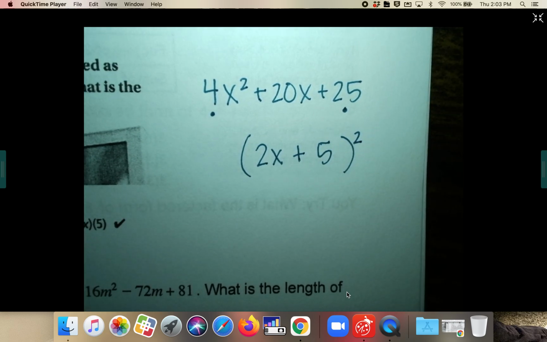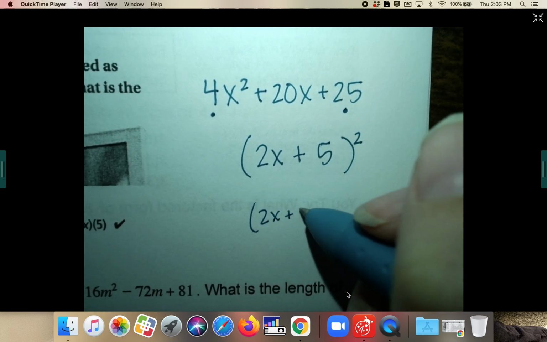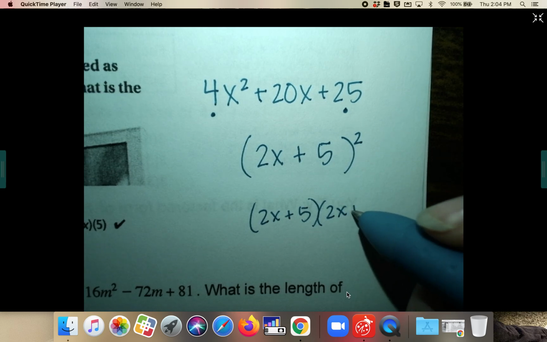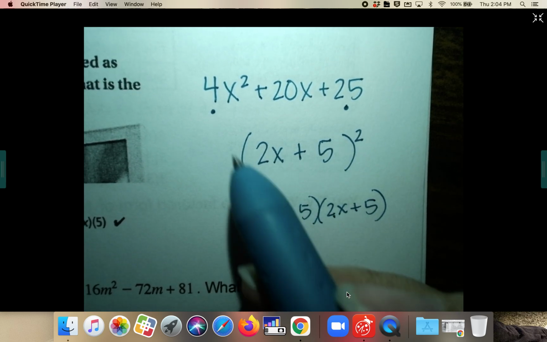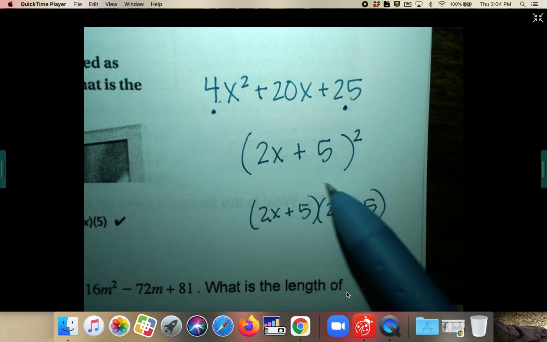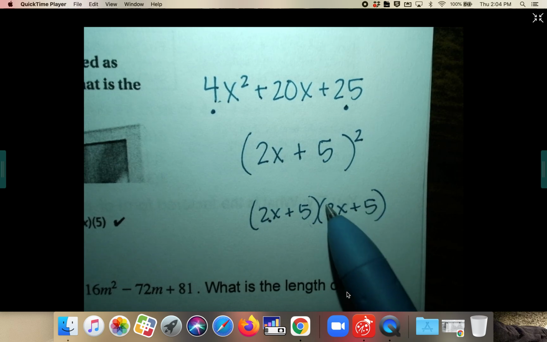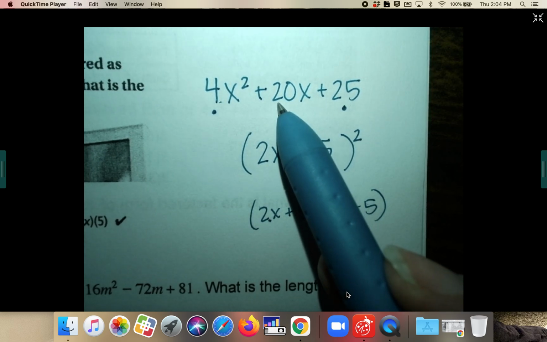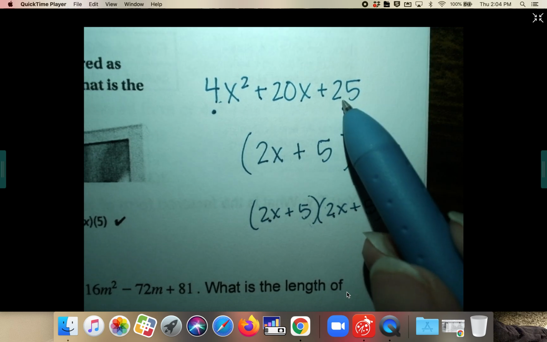I think this is my answer, but if you want to double check it, it would be the same thing as 2x plus 5 times 2x plus 5. So you would FOIL it by going 2x times 2x, which is 4x squared. The outsides are 5 times 2x, which is 10x. 5 times 2x, which is 10x. Those are like terms. So 10x plus 10x is 20x. And then the lasts are 5 times 5, which is 25.